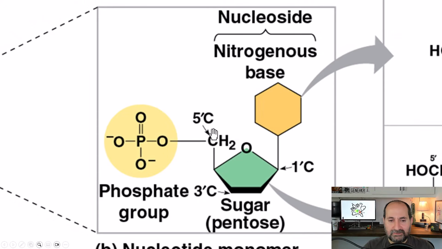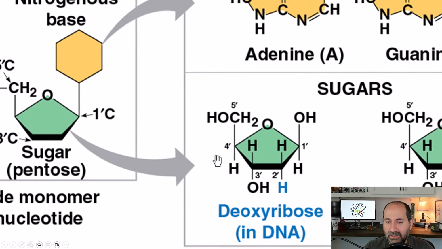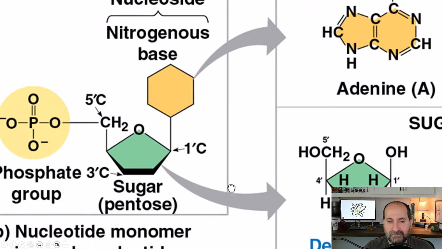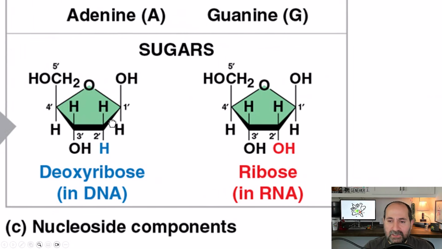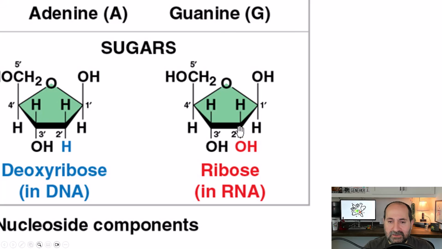Again, just to summarize, this is a nucleotide. Nucleotides make up the DNA and the RNA, right? They are the monomers, the building blocks of DNA and RNA. Both the DNA and RNA nucleotides have phosphate groups, which are negatively charged. However, only the DNA nucleotides have the pentose sugar called deoxyribose, which is missing an oxygen on the 2' carbon. But it's the RNA nucleotides that have ribose, which does have a hydroxyl group on the 2' carbon.